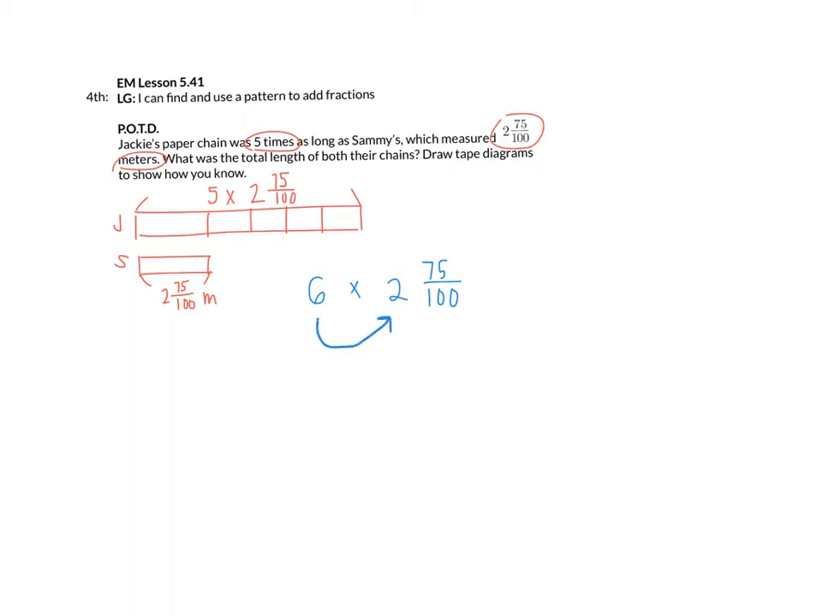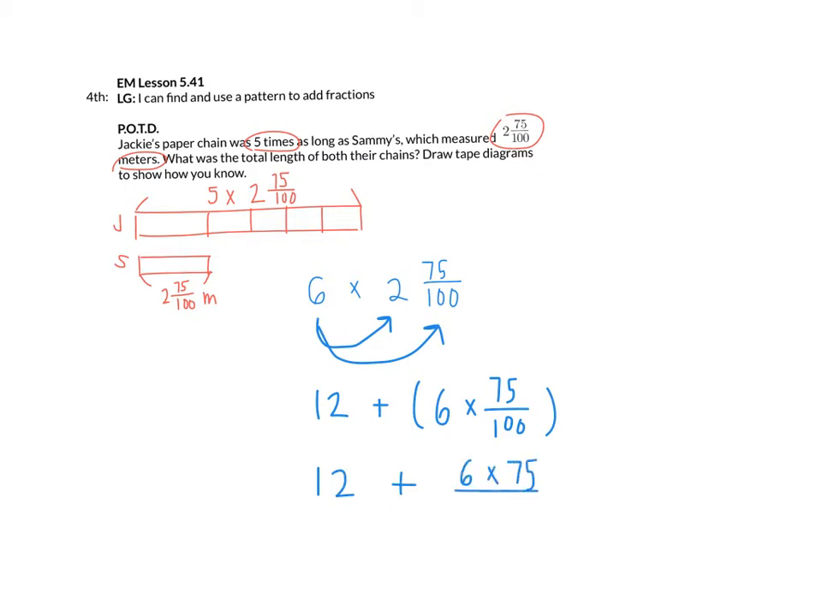I could do 6 times 2, which is 12, right? And then I could do 6 times 75 over 100. Now, I know 12 is still 12. I can't do 6 times 75 in my head. But could I write it out using the standard algorithm? Yeah. So I have 75 times 6. What's 6 times 5, everyone? Okay. What's 6 times 7, everyone? Plus 3. So this is equal to 12 plus 450 over 100.